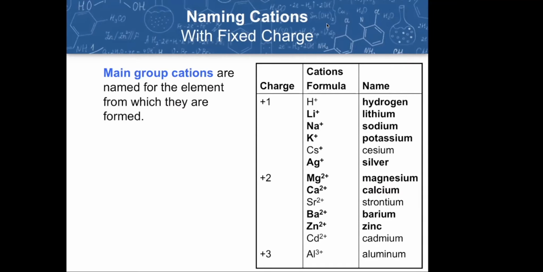So if that's the case, how do we name them? We name the main group cations as they are stated in the periodic table. So example, kung meron tayong hydrogen, hydrogen lang yung pangalan niya. Kung lithium, lithium lang. Kung magnesium, magnesium lang. So always remember that when we name the main group cations in a chemical formula, we name them from which they are formed. Dahil meron silang fixed charges. These are for the main group elements.